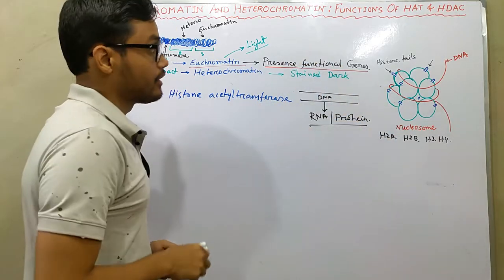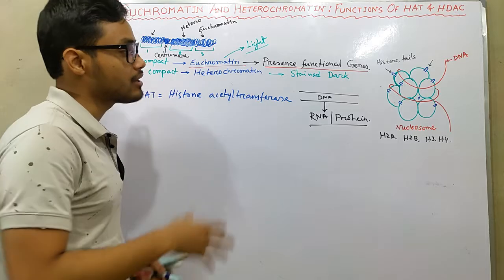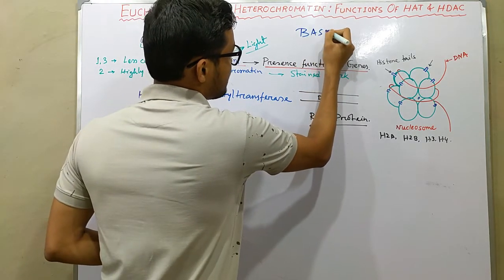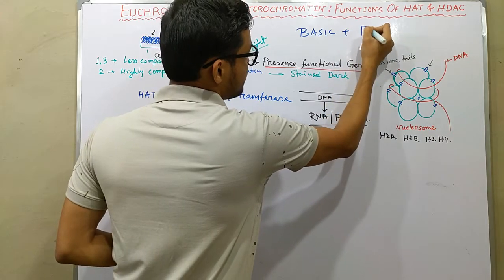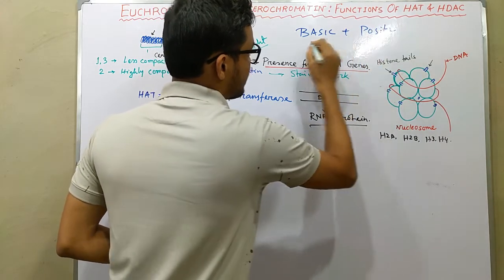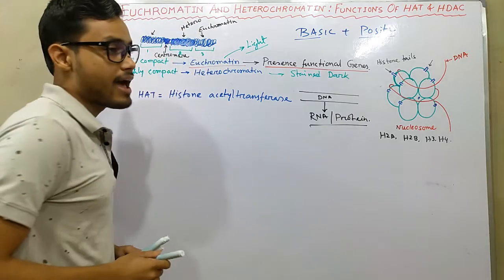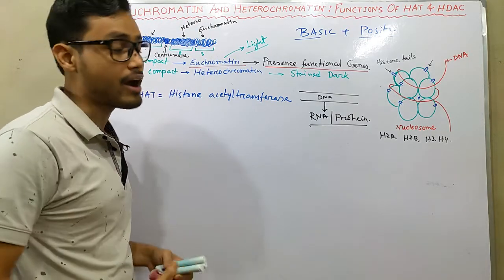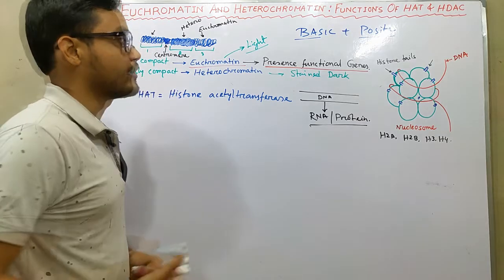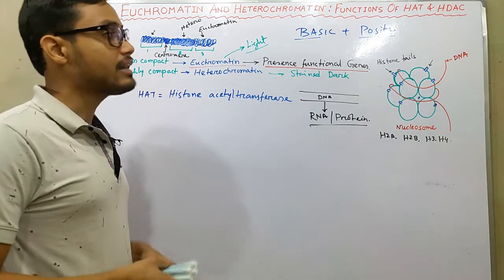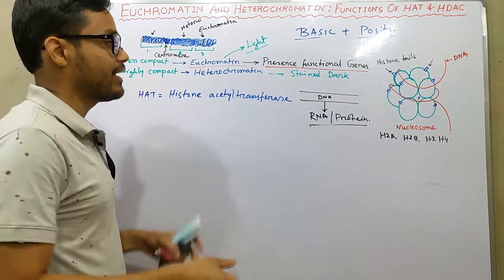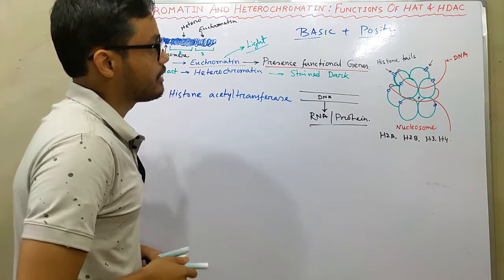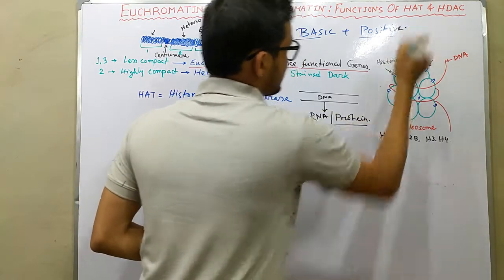histone octamers. The basic properties of the histone octamers are that they are basic in nature as well as positive in charge. As I told you before, histone proteins consist of lysine and arginine amino acids. So lysine and arginine make the histone proteins basic in nature as well as positive in nature.